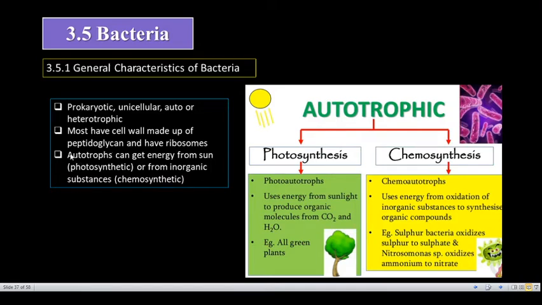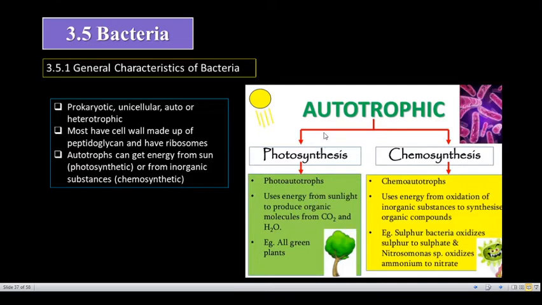And then third characteristic, you have autotrophs. Since your bacteria class can be either autotrophic or heterotrophic, diniscuss dito kung ano yung two types of autotrophs. Now, in other plants class, photosynthetic lang talaga tayo. Sa terrestrial plants natin, they can be photosynthetic, meaning they get their energy from the sun. But in your bacteria, since they are not plants, there are two ways for them to become autotrophs. Dalawa yung way nila to get energy and produce their own food.